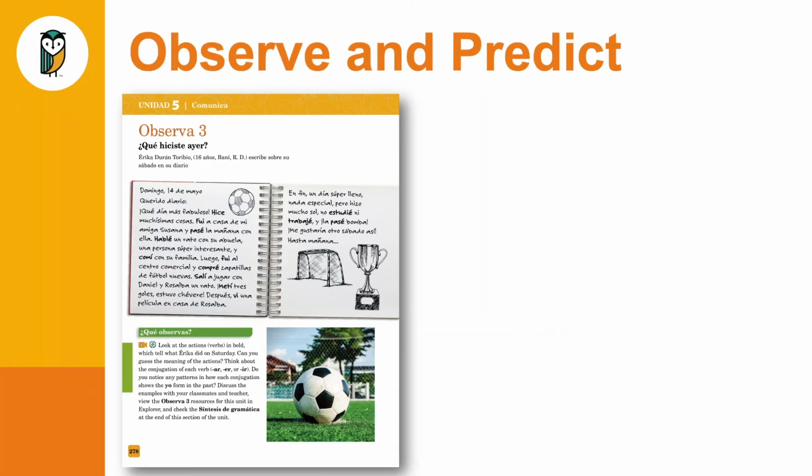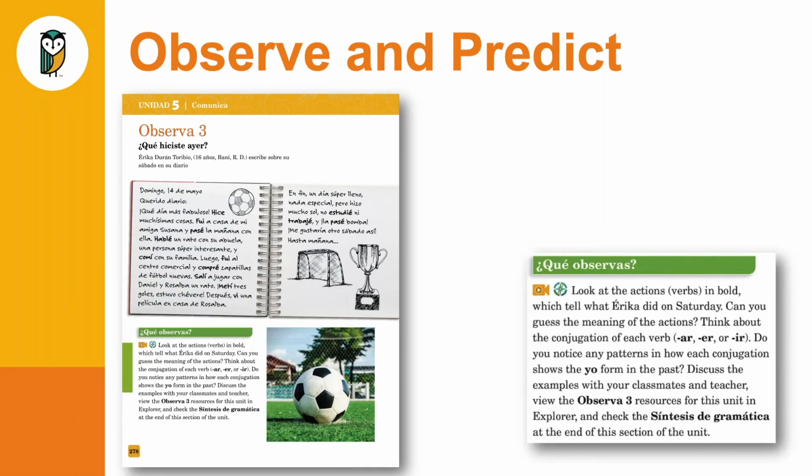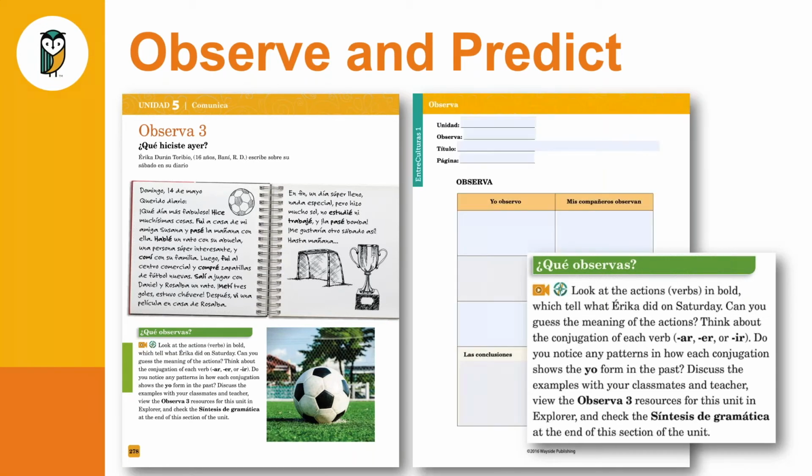Now, it's time for the students to make some predictions about how and why these structures are being used. Each Observa has a corresponding que observas, which is where you'll find the guiding questions that will help your students to start to process the target language structure. Students can think about these guiding questions in a think, pair, share format using this graphic organizer. First, they think about the questions on their own, and then they compare the ideas with a partner. Finally, as a class, you can co-construct the rules.